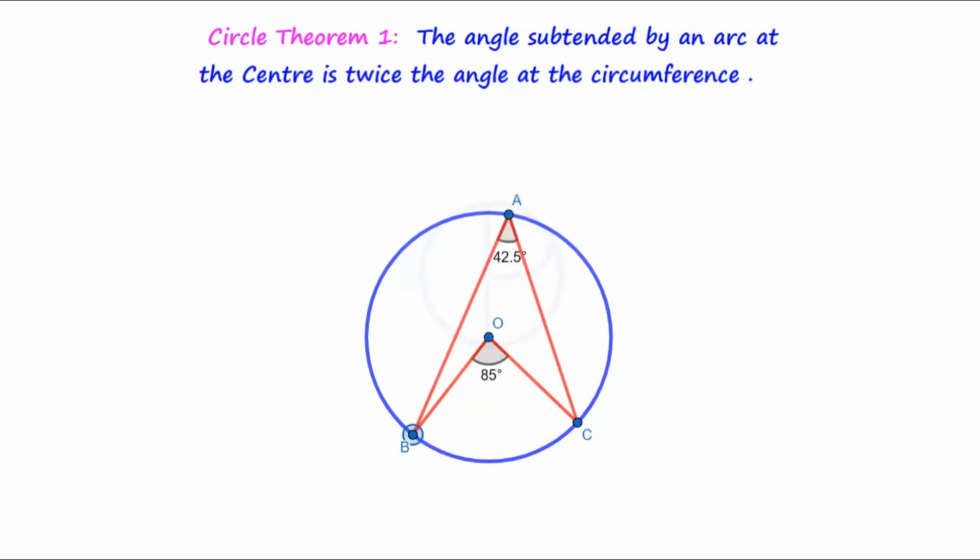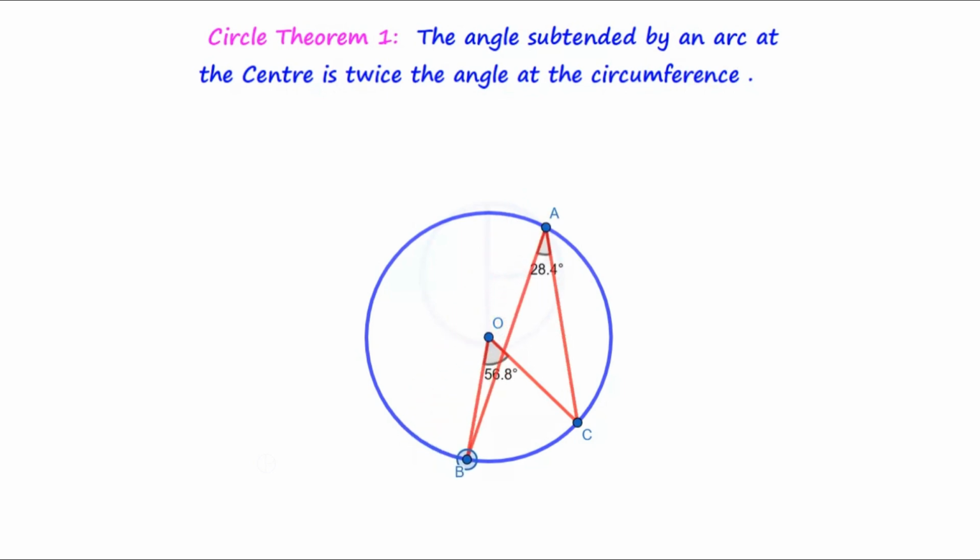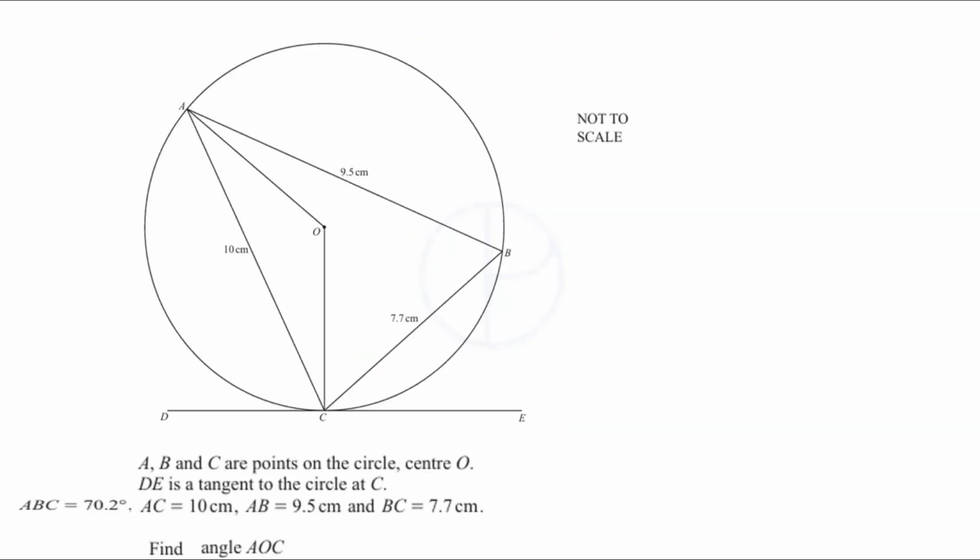Suppose the angle subtended at the center is 85, then the angle subtended at the circumference is 42.5 degrees. So if the angle subtended at the center changes, the corresponding angle subtended at the circumference also changes. And if you change the angle at the circumference, then the corresponding angle subtended by the same arc at the center also changes.